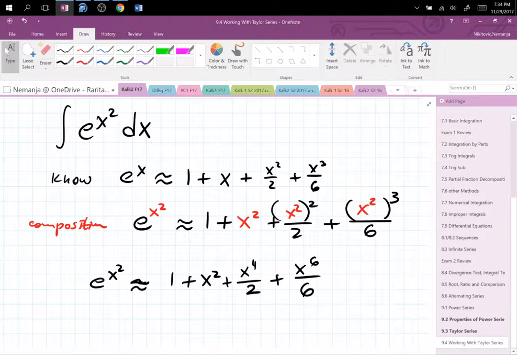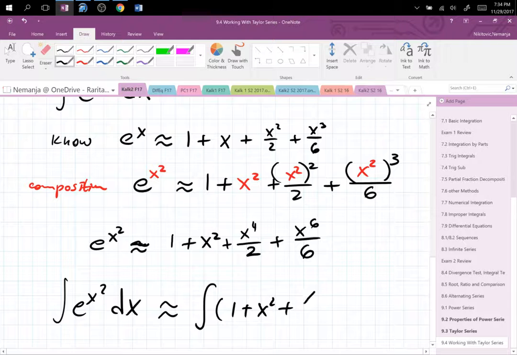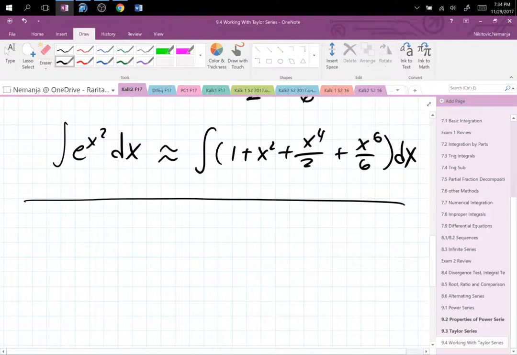So, in this case, instead of integrating e to the x squared dx, we are going to integrate 1 plus x squared plus x to the 4 over 2 plus x to the 6 over 6 dx, and be happy.